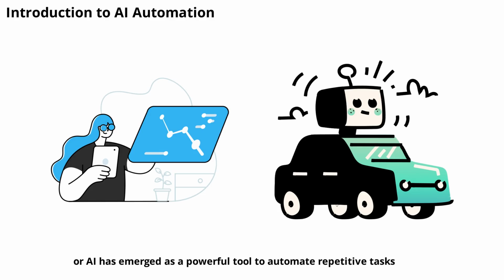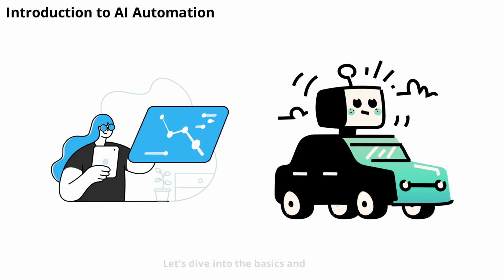Artificial intelligence, or AI, has emerged as a powerful tool to automate repetitive tasks, streamline operations, and unlock new growth opportunities. In this video, we'll walk you through a step-by-step guide on how to use AI to automate your business. Whether you're a small business owner or managing a large enterprise, understanding AI automation can transform the way you work. Let's dive into the basics and set the stage for your automation journey.